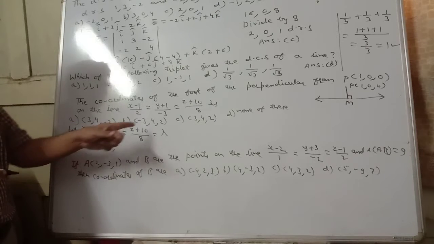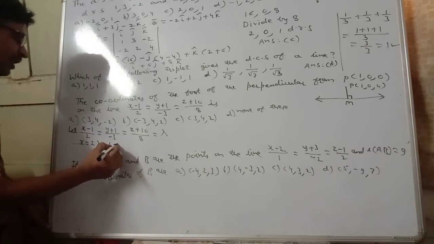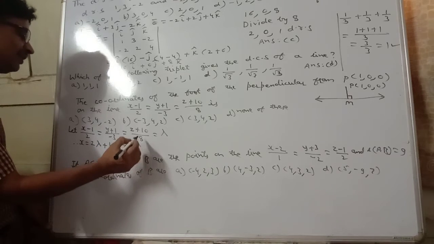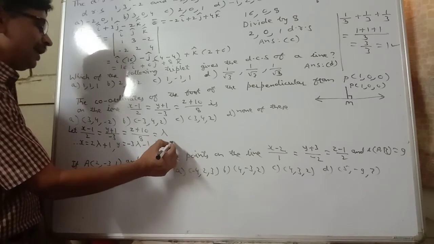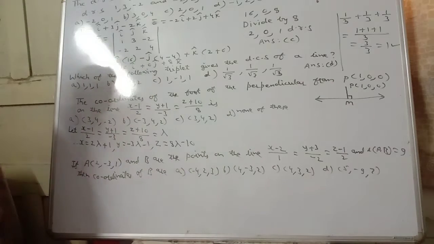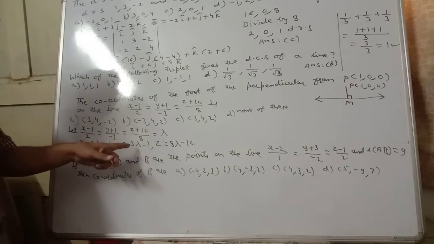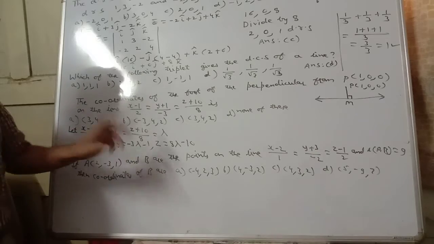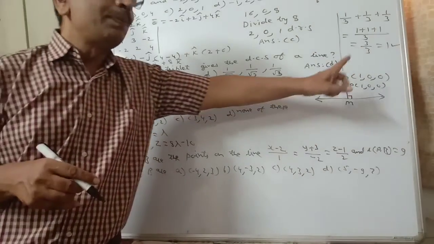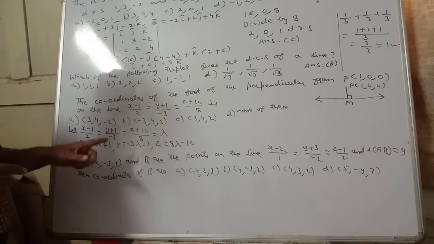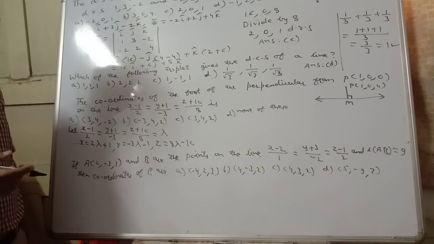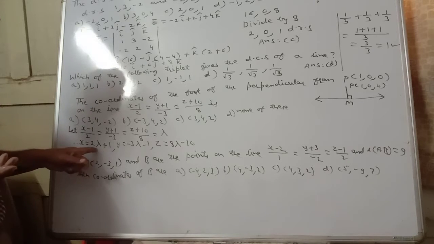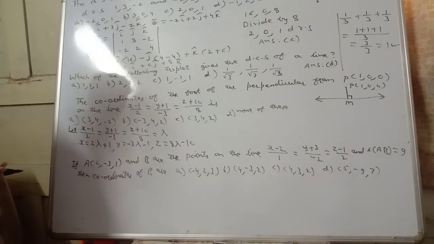Similarly, y plus 1 equal to minus 3 lambda. So we get y equal to minus 3 lambda minus 1. z equal to 8 lambda minus 10. These are the values of x, y, z, and they give us coordinates of every point on the line. Here lambda is unknown. Value of lambda changes for every point. So every point has different coordinates. So these are the coordinates of point M also.